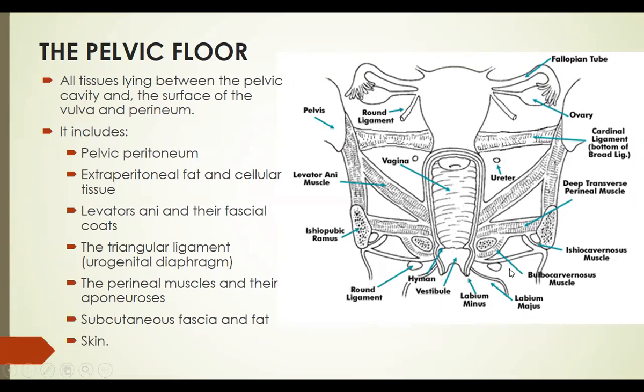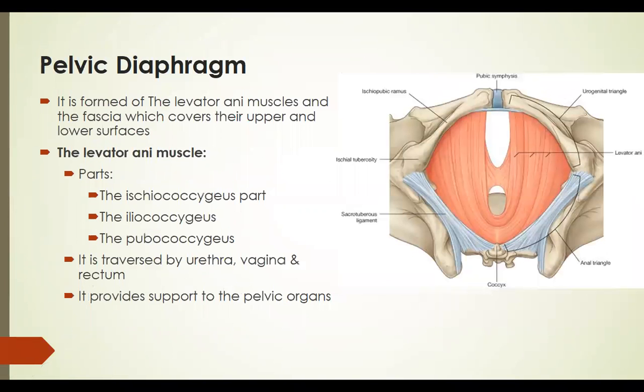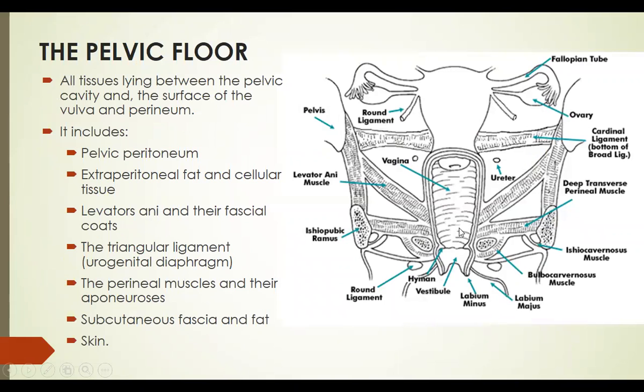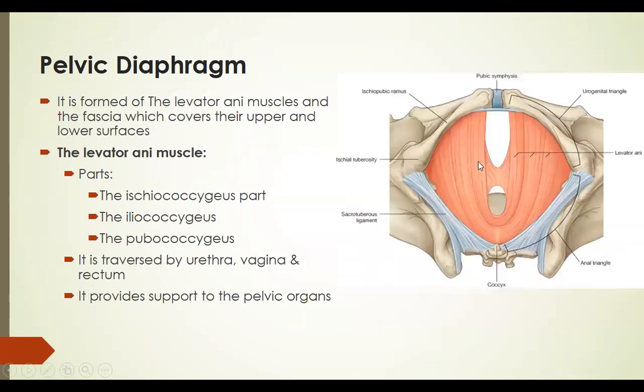So all these form the pelvic floor, but the most important are the levator ani muscles as well as the urogenital diaphragm, which are the main components of the pelvic floor. Now coming to the pelvic diaphragm, this is how it looks. This is the muscular structure, the pelvic floor as I showed you here. This is the pelvic floor, which is muscular in nature.